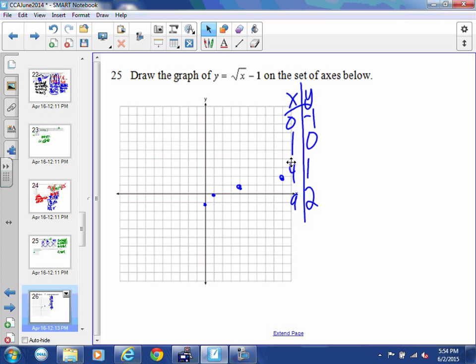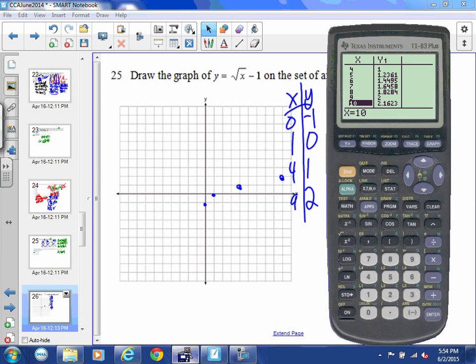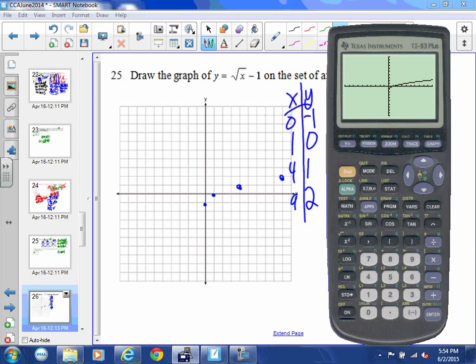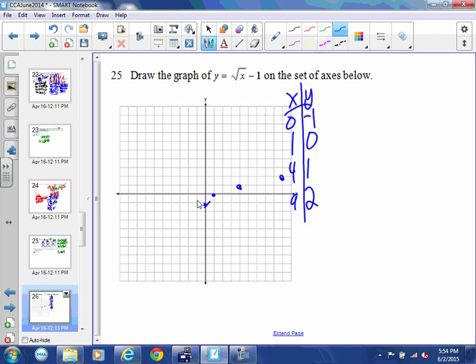Now, it might help you to look at the graph to see what it looks like. It's a curve, so I'm going to make sure I draw a curve. It goes on forever to the right, so I'm going to make sure I put arrows there. It does not go on forever here, so I'm not going to put an arrow there. Label it y equals radical x minus 1, and that is 2 points.